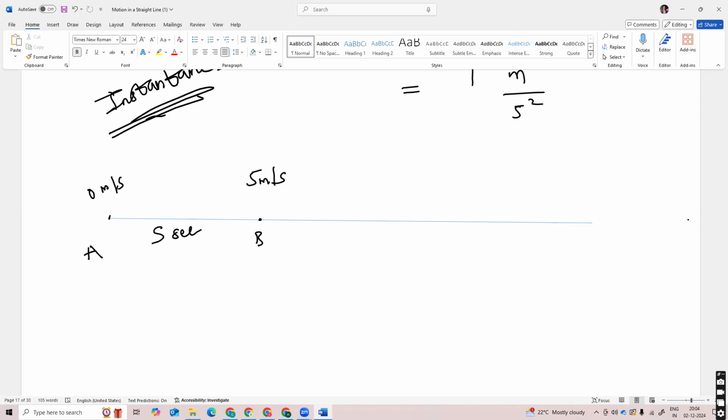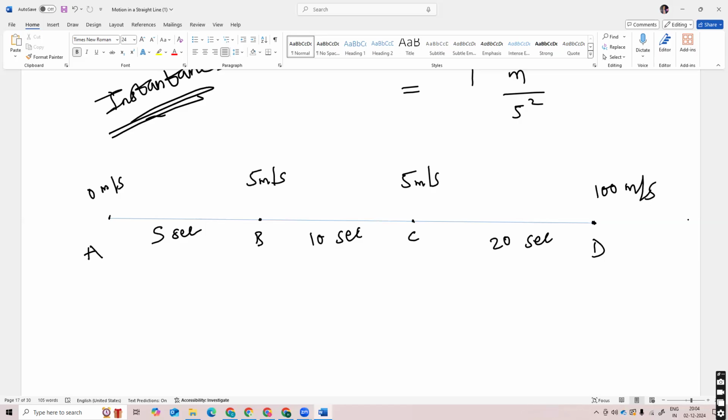Now let's say at point C also its velocity was 5 meter per second, and it took around 10 seconds to reach from point B to C. It took around 20 seconds to reach from point C to D, and its velocity at D was 100 meter per second.